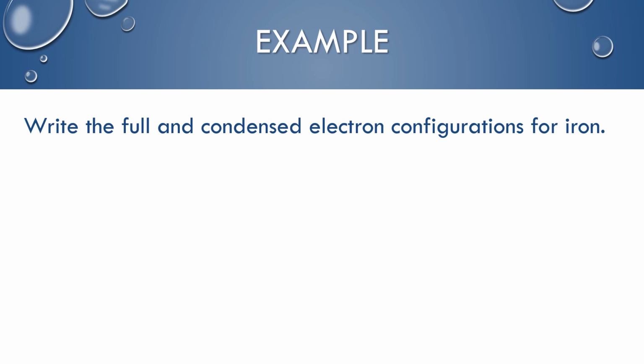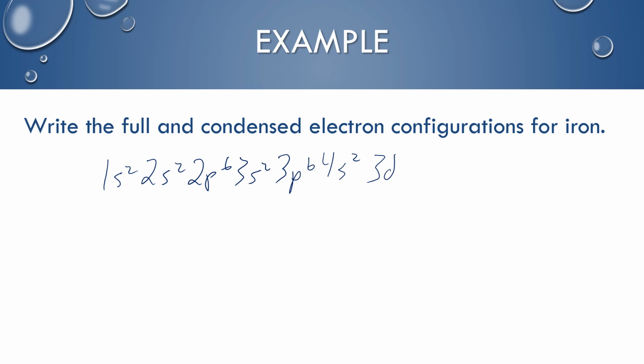Okay, so iron has 26 electrons. So we're going to go 1s2, 2s2, 2p6, 3s2, 3p6 to get our first 18, and then 4s2, so now we're at 20, and we need 6 more electrons to get to 26, so they will go in the 3d, 3d6. The condensed one, we're going to basically ignore the first 18, argon, and just show the valence electrons, or the outermost 4s2, 3d6, like that.